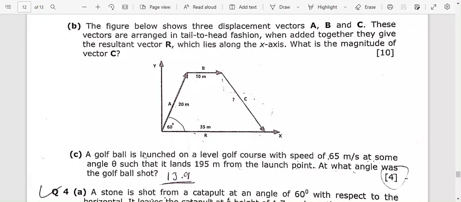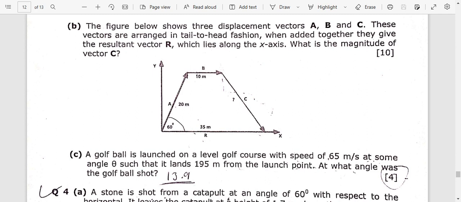Okay, so we're told the figure below shows the three displacement vectors A, B, and C. These vectors are arranged in tail to head fashion. When added together, they give the resultant vector R, which lies along the x-axis. What is the magnitude of the vector C?